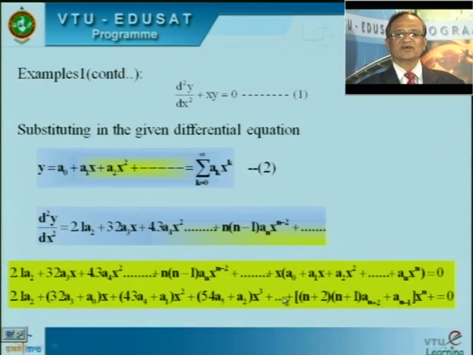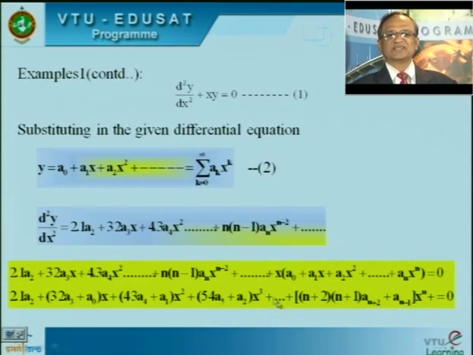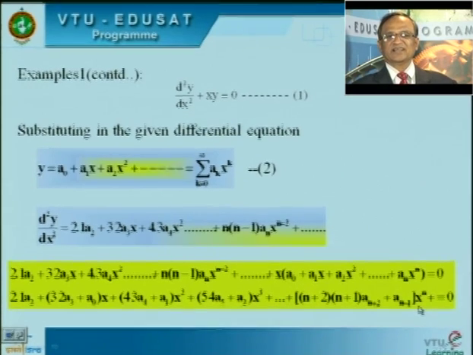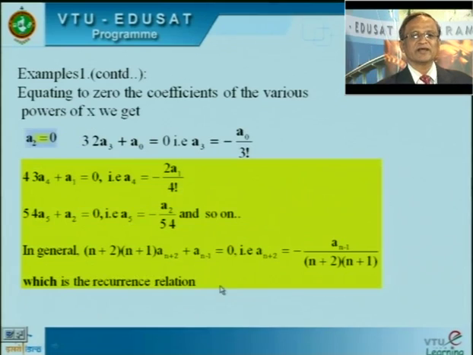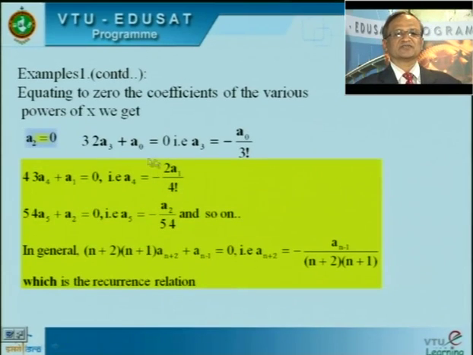Similarly, you can write down x to the power 4 its coefficient, x to the power 5 its coefficients and so on. In general, I can write down what are the coefficients of x to the power n. I can obtain on the basis of all these terms, I am able to write down n plus 2 into n plus 1 a n plus 2 plus a n minus 1 into x to the power n plus so on is equal to 0. Right. So now we can write down one by one. What are the coefficients of x to the power 0?